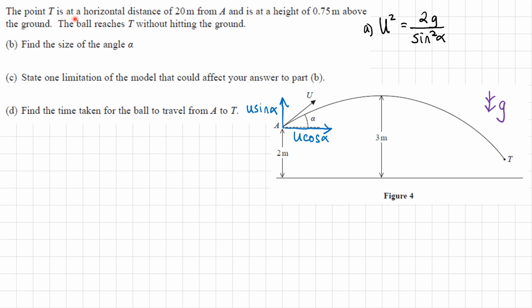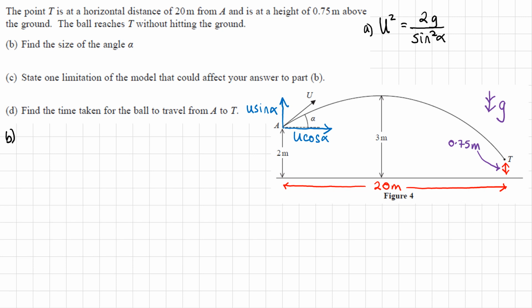The point T is at a horizontal distance of 20 meters from A and is at a height of 0.75 meters above the ground. The ball reaches T without hitting the ground. Part B, find the size of angle alpha. Okay, so let's put that extra information onto our diagram. So we have a distance of 20 meters horizontally to get to T, and then we have a vertical distance above the ground for this point T as 0.75 meters.